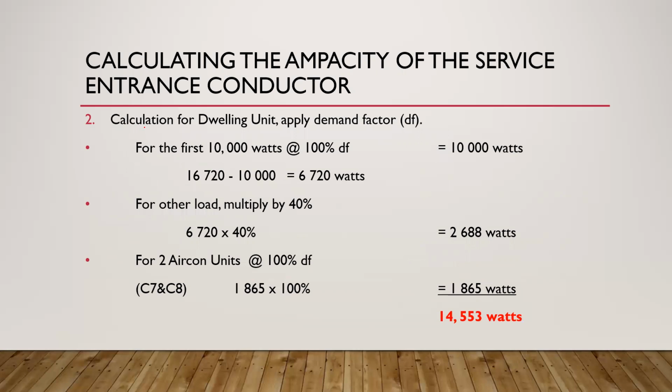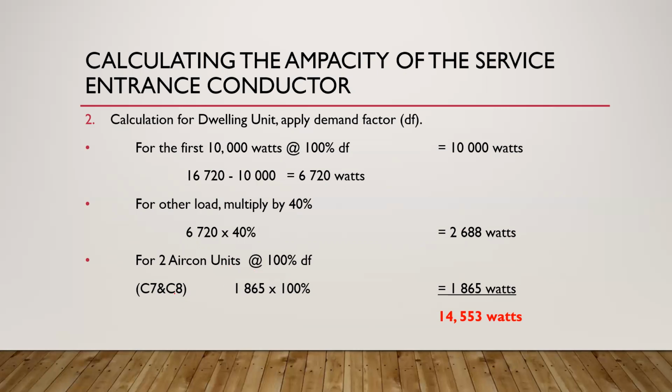Next, the calculation for dwelling unit, we will apply a demand factor. So for the first 10,000 watts, we will multiply it to its 100% demand factor. So we will have 10,000 watts. So yung remaining na 6,720 watts, we will multiply it with the 40% demand factor. So we will have a value of 2,688 watts. Then dito na natin ipapasok yung ating aircon units.